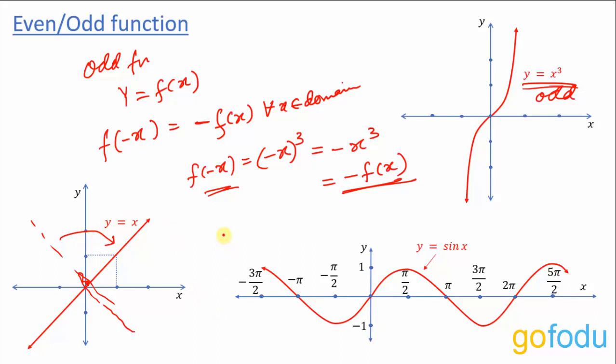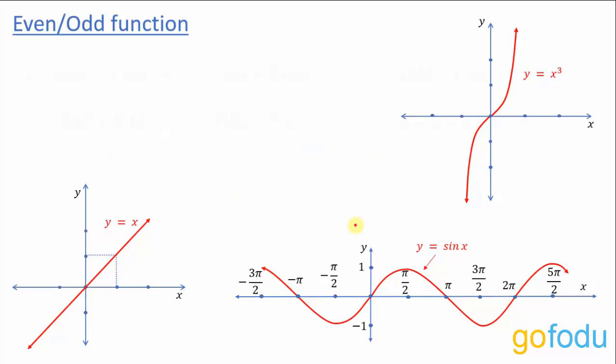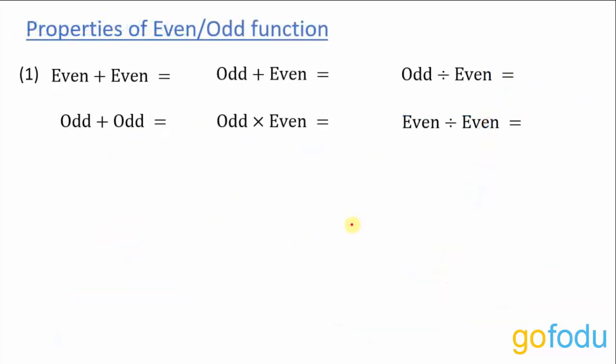Also, a function can be neither even nor odd, such as f of x is equal to x plus 3. This is neither even nor odd, or e to the power x. So a function can be neither even nor odd as well. Next, there are a few properties of even and odd functions.